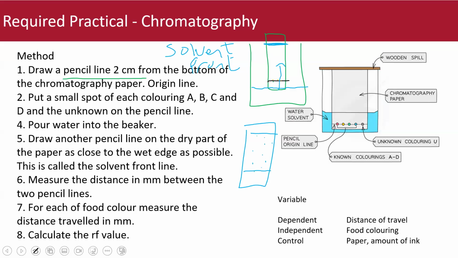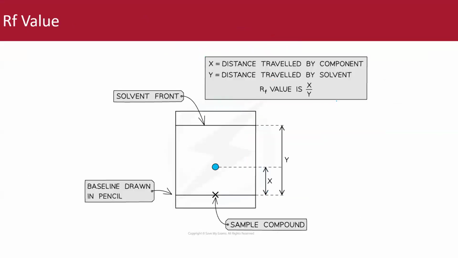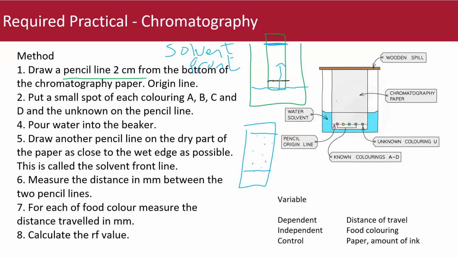Now, what does that actually tell you? We'll talk about the RF value in a minute. Now, the other thing that you need to remember with chromatography is why do the colours go up at different speeds? So why does red go up faster than blue? And that is all based on its solubility. So the more soluble it is, the further it goes up the piece of paper.